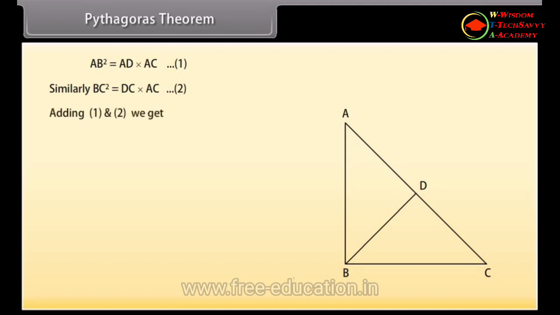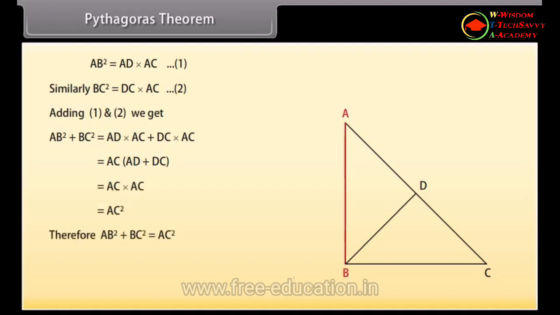By adding 1 and 2 we get AB square plus BC square equals AD into AC plus DC into AC, which equals AC into AD plus DC, which is AC into AC, that is AC square. Therefore, AB square plus BC square equals AC square. Hence proved.